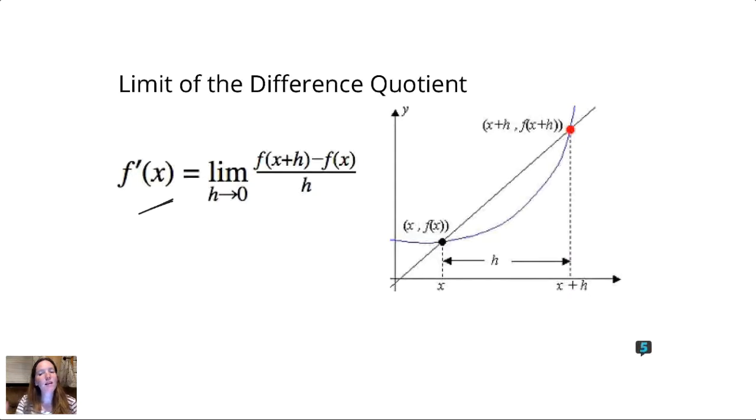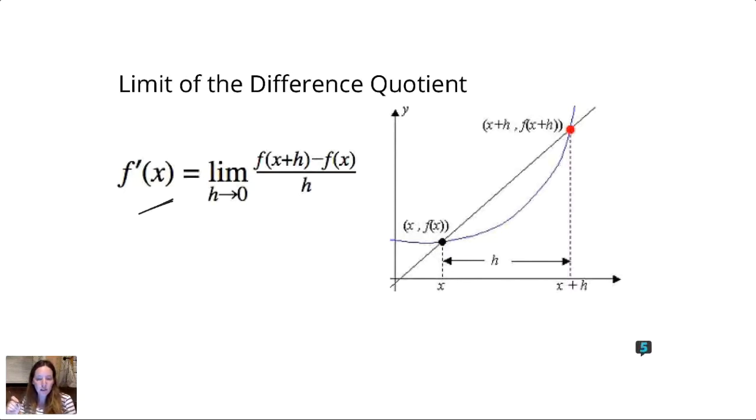Somebody just asked, is the one we just used for tangent lines and this one for secant lines? No, they're both for tangent lines. I'll talk about that a little bit more as we go through this. This one is basically the same thing, it's just a different notation. So here's how I'm going to explain it.